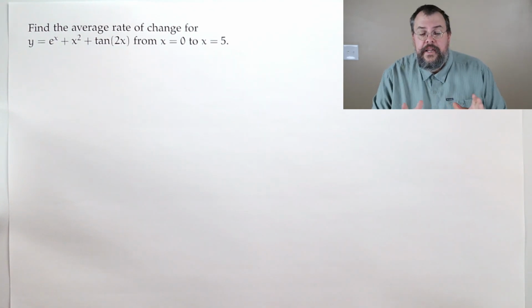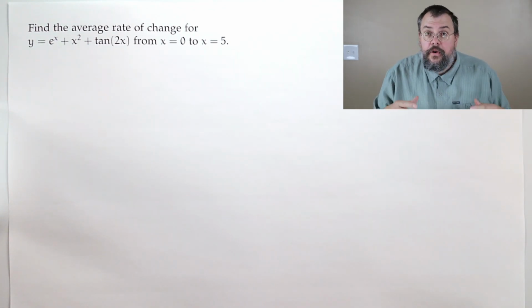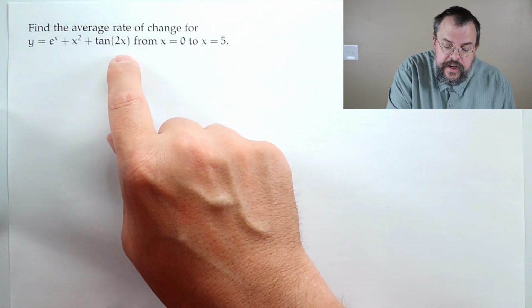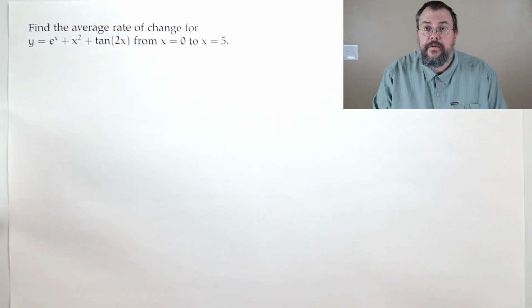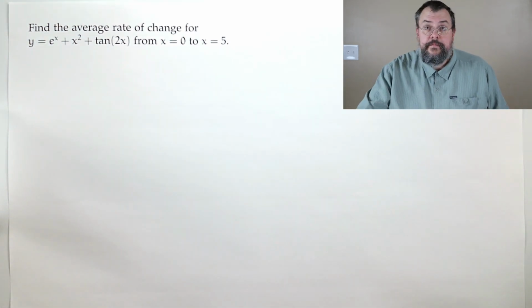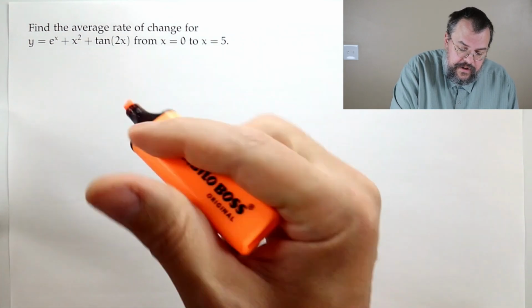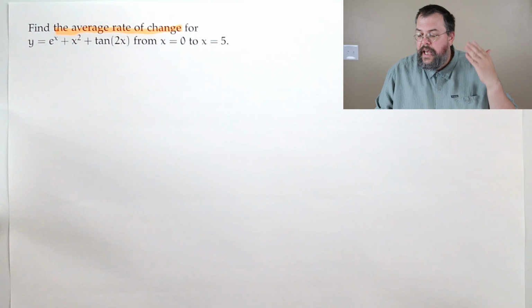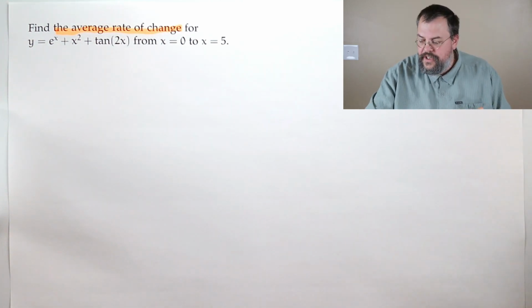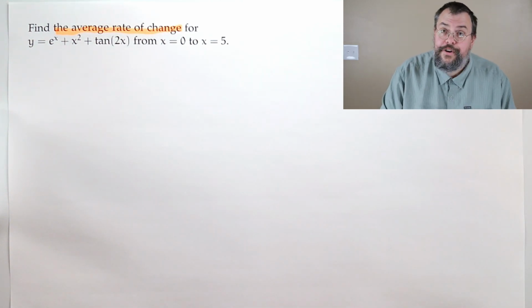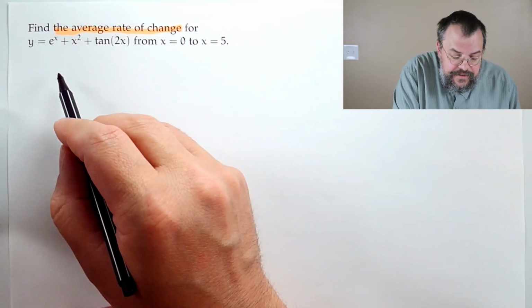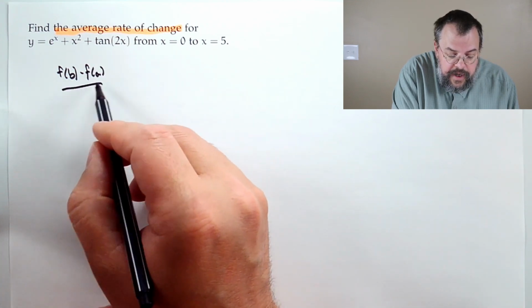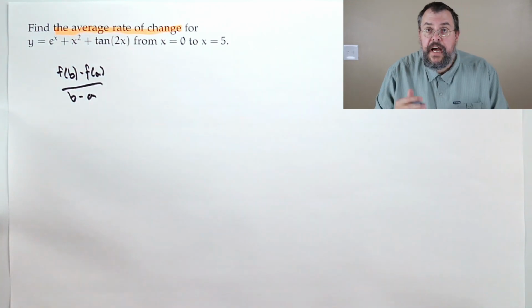So, find the average rate of change for this function, y equals e to the x plus x squared plus tangent of 2x, from x equals 0 to x equals 5. Now, this problem is giving away what we need to do because it says the average rate of change. Once you see that, you really should say, hey, there's a formula for average rate of change. I should know the formula. Do you remember it? So the average rate of change is f of b minus f of a divided by b minus a. That's the formula.